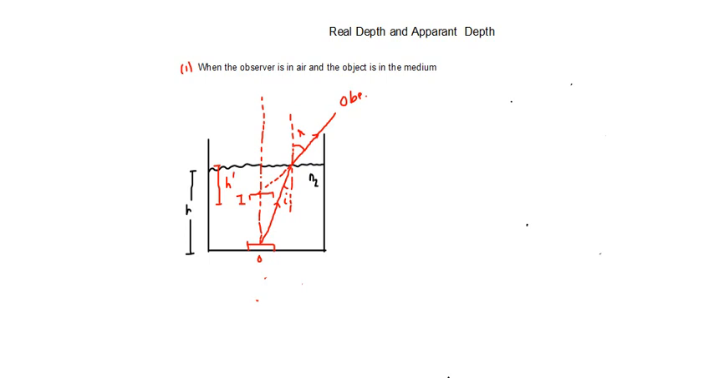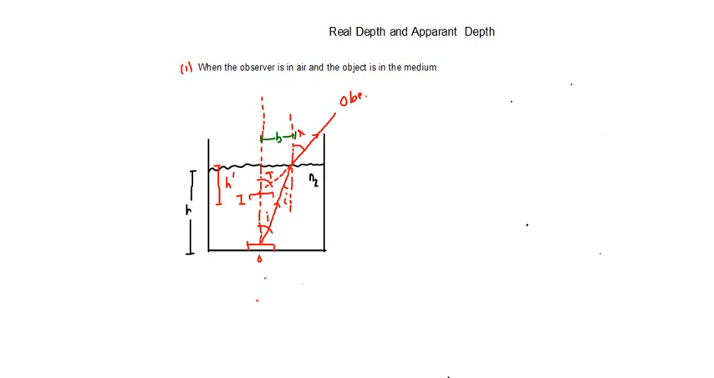Let us see if there is a relation between real depth, apparent depth and refractive index. We can easily establish it. If this is I, this is R, then this can also be I, because these are alternate angles, and if this is R, this must also be R, a corresponding angle. Very simple derivation. Let me name this distance from here to here as B. You will see why very soon.